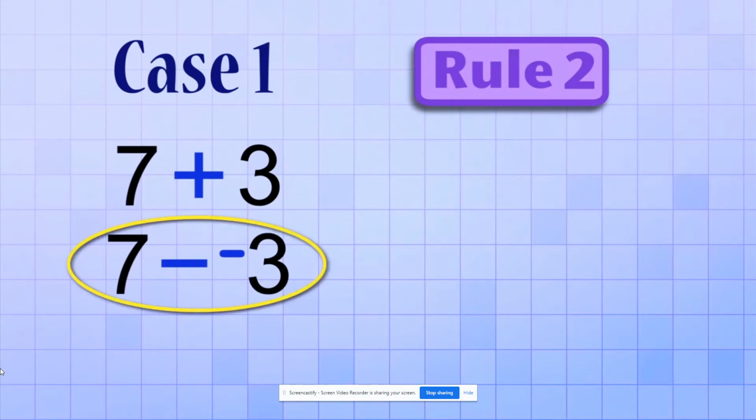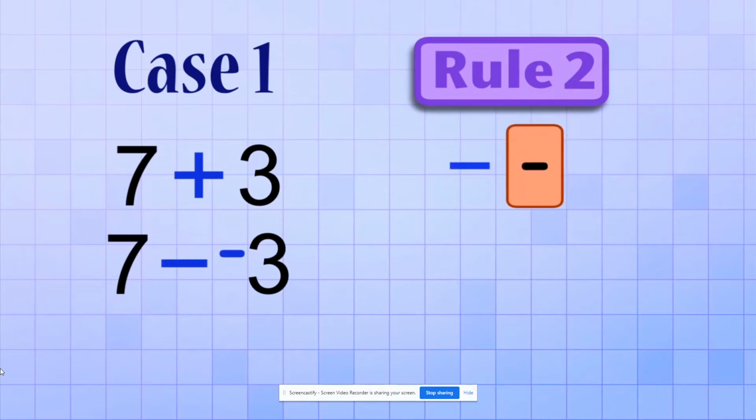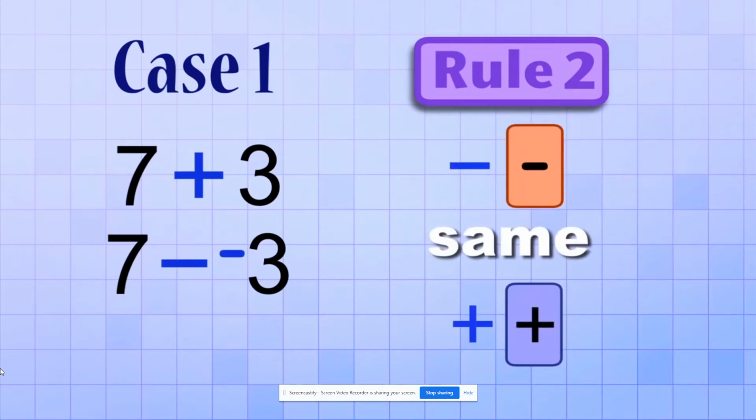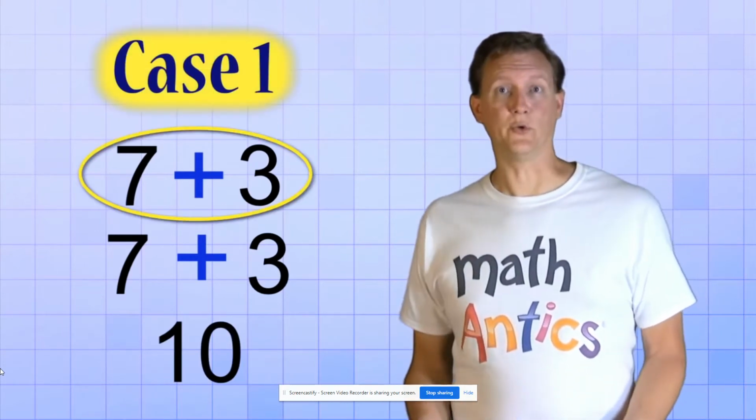In fact, it's exactly the same problem, because rule number 2 says subtracting a negative is the same as adding a positive. We can change the minus negative 3 into plus 3, and we get the same answer, positive 10. So case 1 is just addition like you're used to doing.